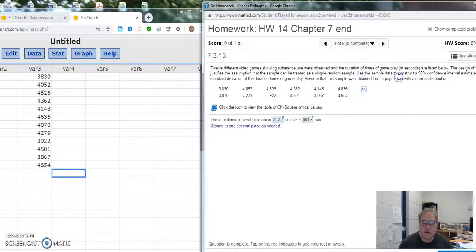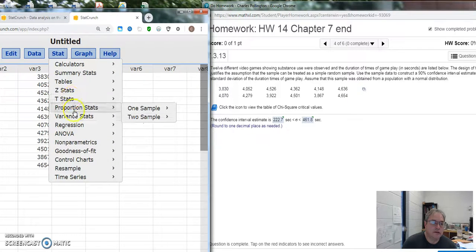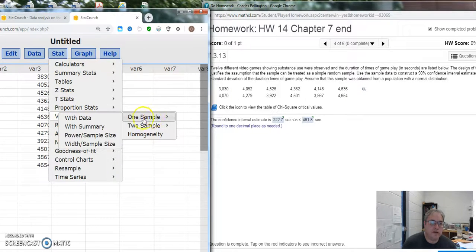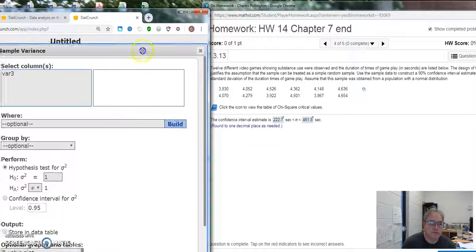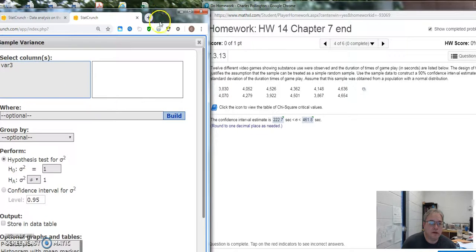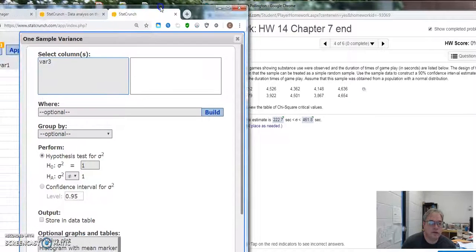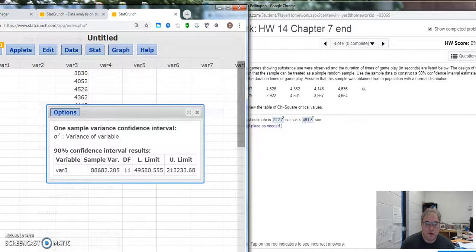Close this. All right, again, I'm doing one sample chi-square. Stat. Variance. One Sample. This time with data. Gotta move this over so I can see a little more. Gotta tell it where it's at. Well, the only data I have is in Var3. Click on this. Change it to 90. That's what they wanted. Hit compute.